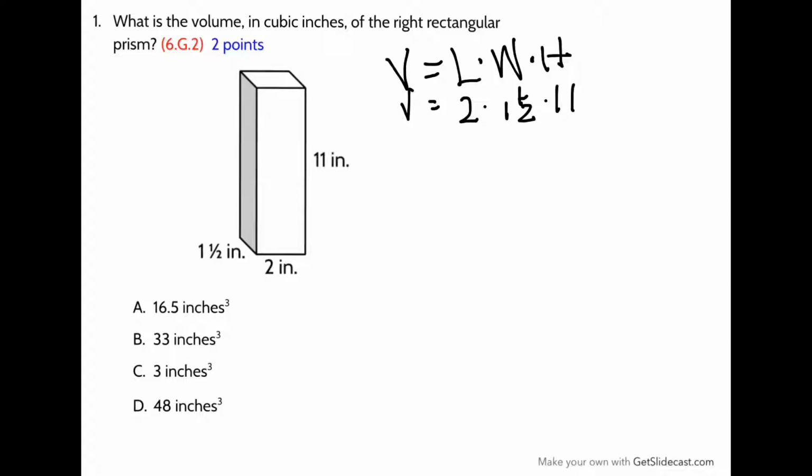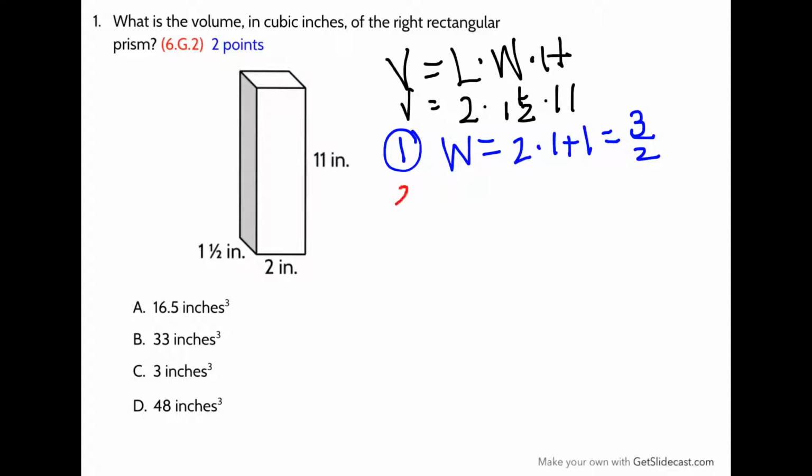The first thing that we need to do is convert the width. We need to do 2 times 1 plus 1, which equals 3/2.